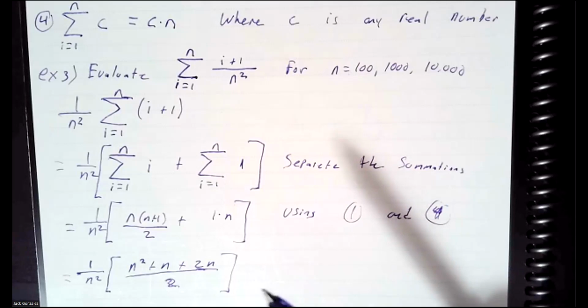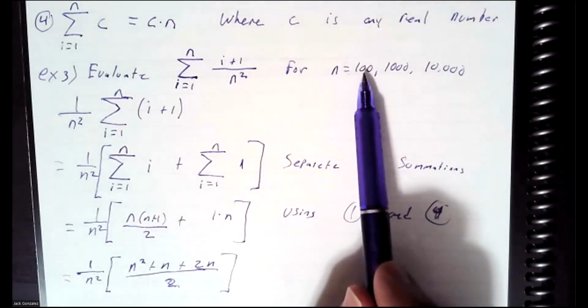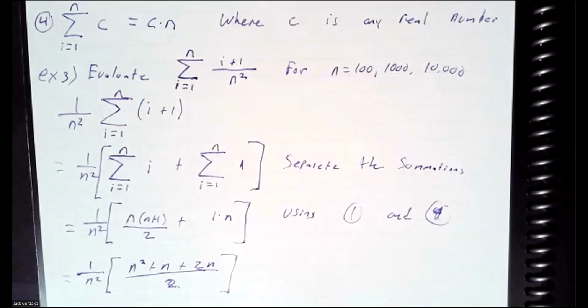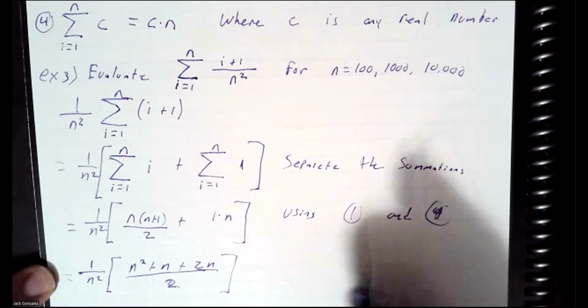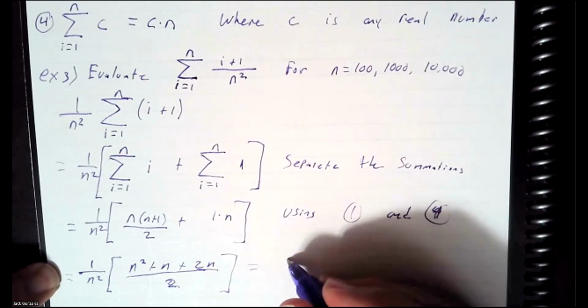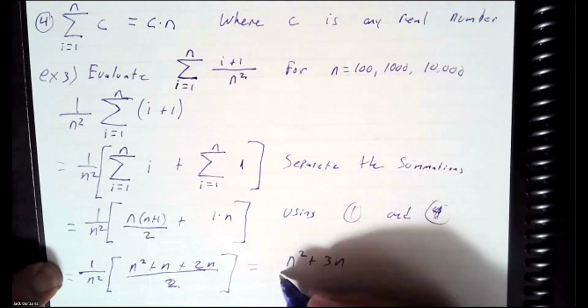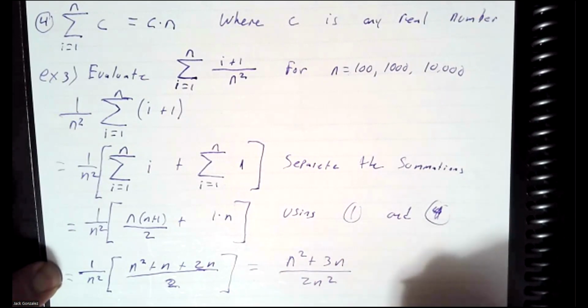Now, we can keep going, but can you plug in 100, 1,000, and 10,000? Yes. That would be the final step. Here, I'll just go ahead and put that on the next page. n squared plus 3n over 2n squared.